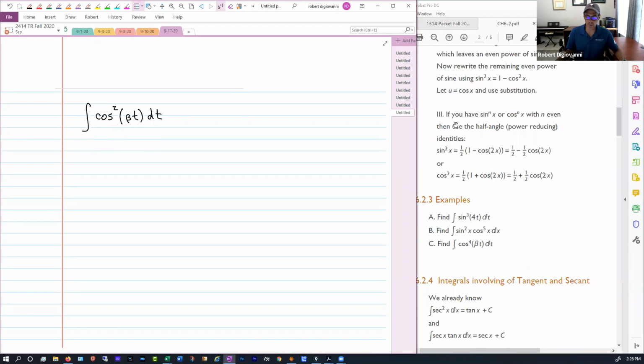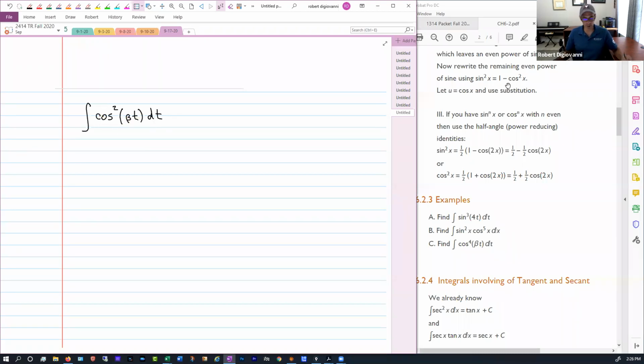Okay, the third thing here. If you have sine to the n or cosine to the n, no matter what, either sine or cosine with an even power. Do we have an even power on cosine? Yes. Then we're going to use one of these two half-angle identities. It just depends on what you have. Here we have cosine squared, so we're going to use the one that has cosine in it, and we're just going to rewrite this using this formula.